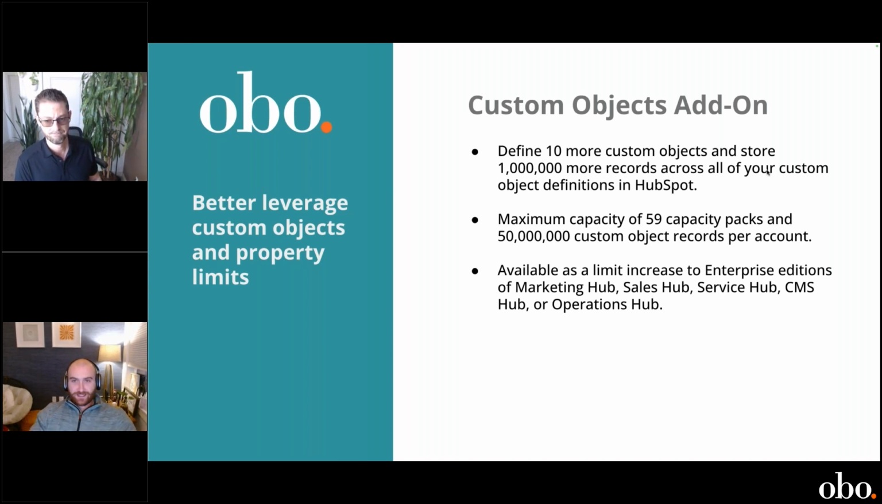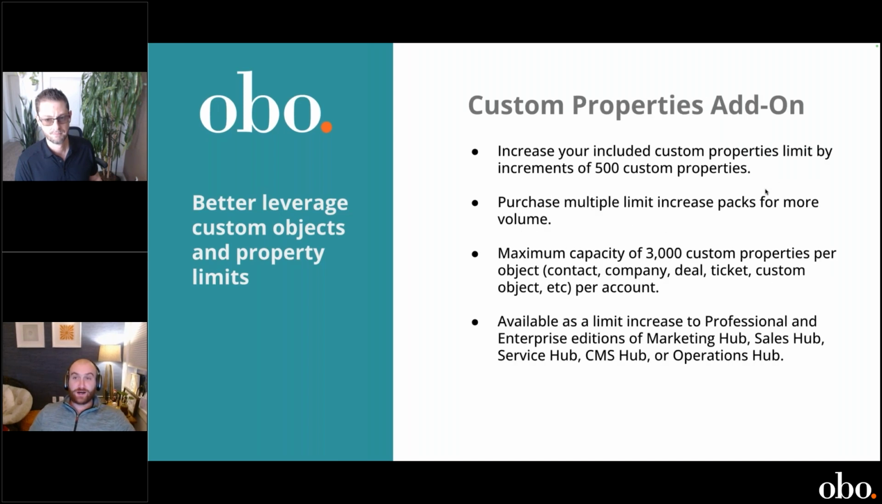Yeah, definitely. And then the other new kind of SKU that they have is the custom properties add-on. So this allows you to increase the number of custom properties you have. I believe right now, enterprise is 1,000 custom properties per object. This gives you an additional 500 in packs here for a total maximum capacity of 3,000 per object. As a comparison, I know Salesforce is also 1,000, so it's getting up there with similar functionality as well for the number of custom fields and properties that you can make here.